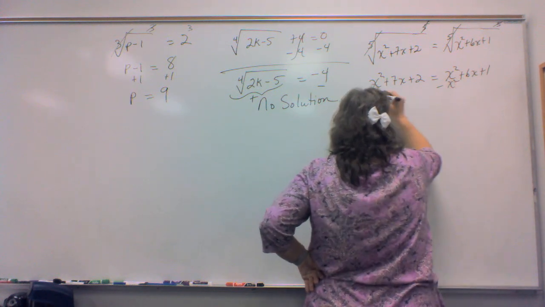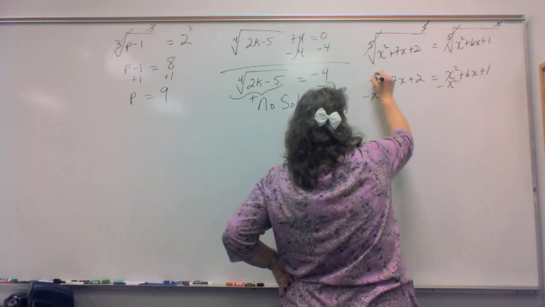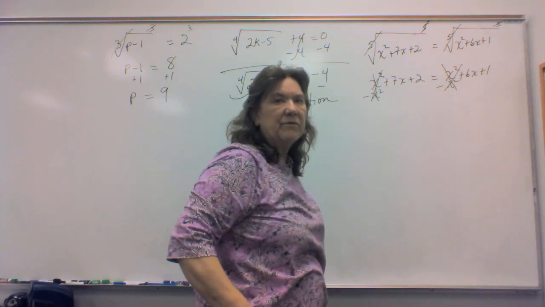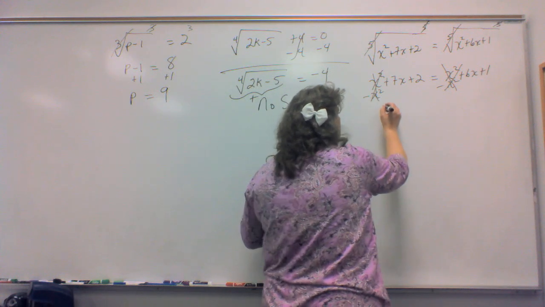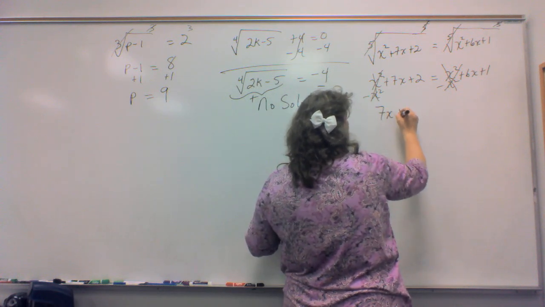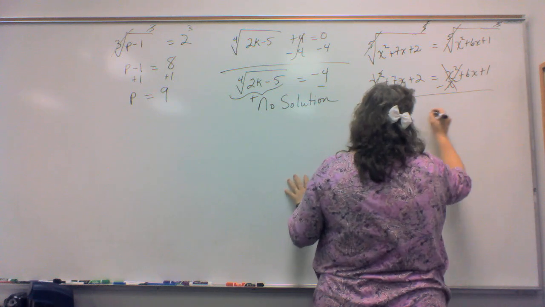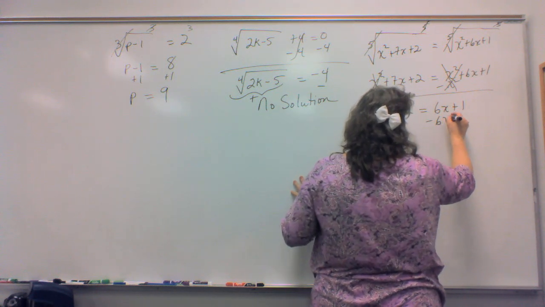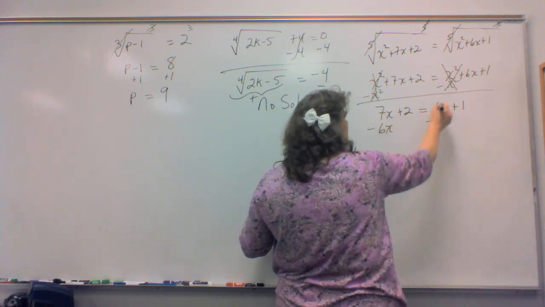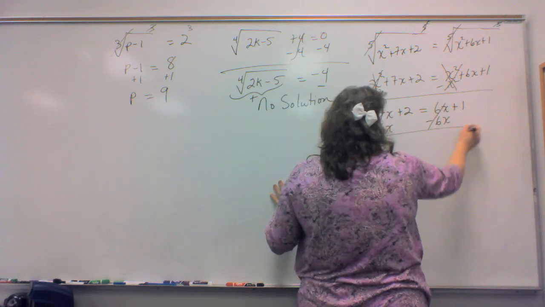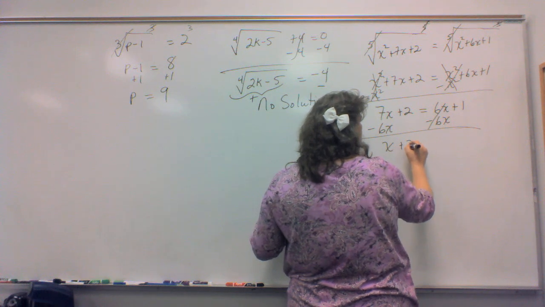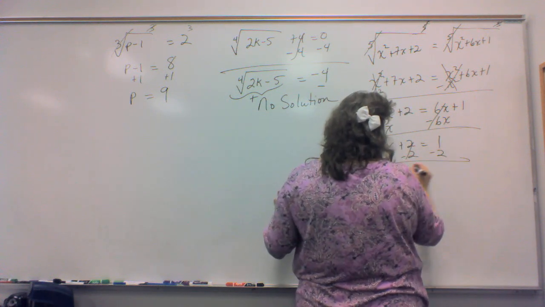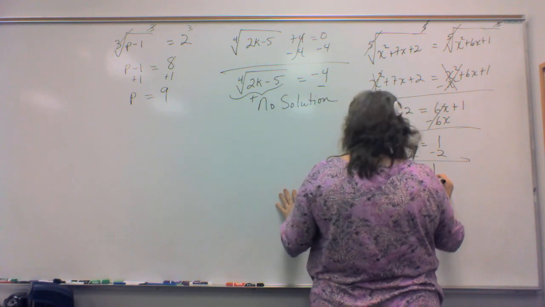Subtract those x squareds first. Notice, they cancel each other out, and you're left with 0 on the x squared. So you have 7x plus 2 is equal to 6x plus 1. Subtract your 6x from both sides, and this is going to give you x plus 2 is equal to 1. Subtract that 2, and x is equal to negative 1.